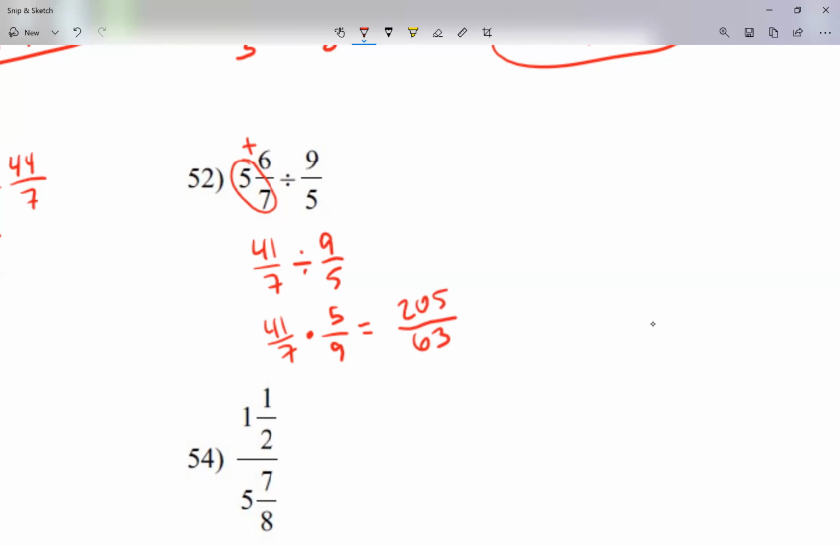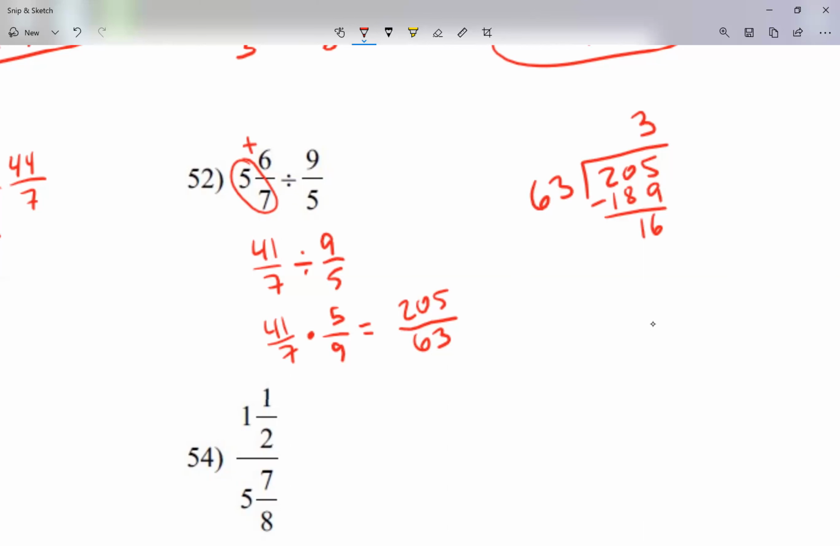Okay, so let me work this out. How many 63s go into 205? Let me try 3. 3 times 3 is 9. 3 times 6 is 18. When I subtract this, I get 16. So I'm going to have 16 over 63. This is how I write this. 3 and 16 over 63. That way I'm going to type this. 3, then there's a space, 16 over 63.